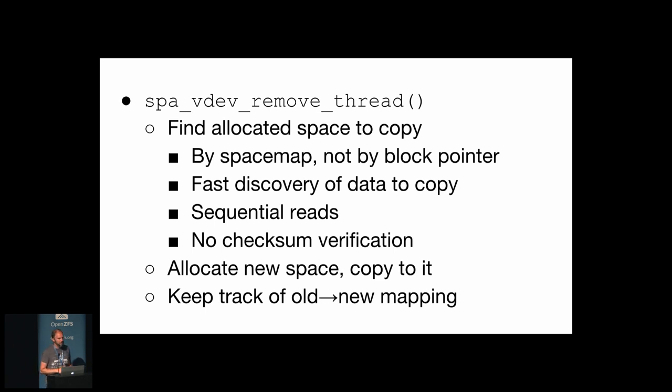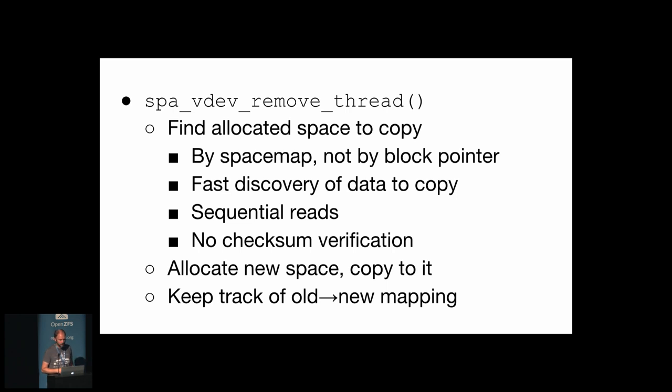This is something that you might want to do when you're not in a disaster scenario. So we wanted to make sure that this is something that it's already slow enough, so I'm glad that I did this. We find this space by looking at the space map, and what that means is that we can find the allocated space in order by offset on disk. So we're able to do the reads from the target device, starting from offset zero and then increasing, but also skipping over parts that aren't actually allocated.